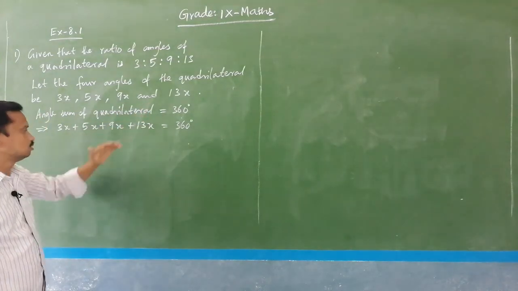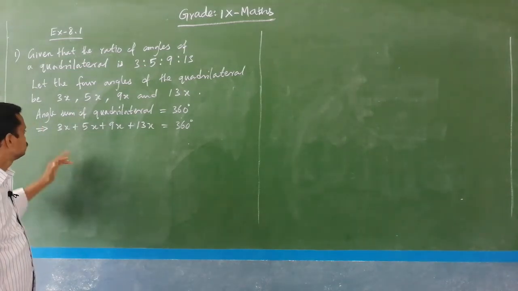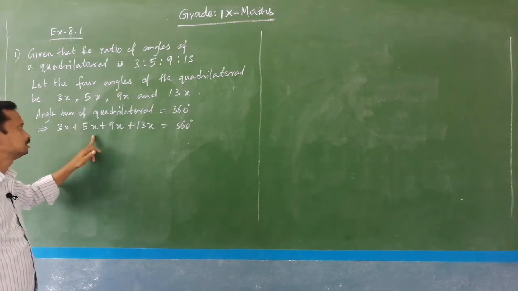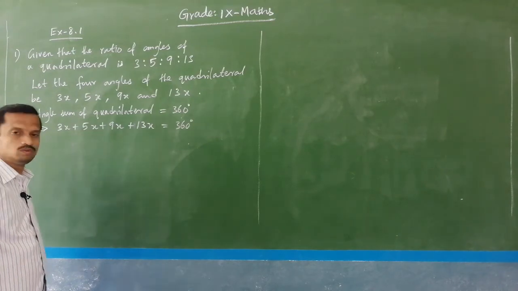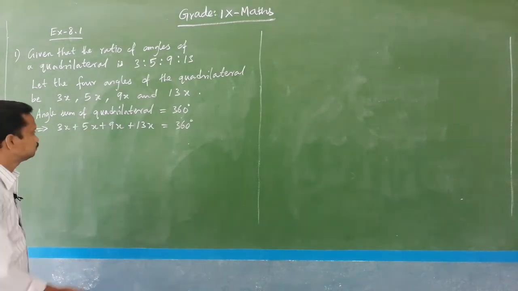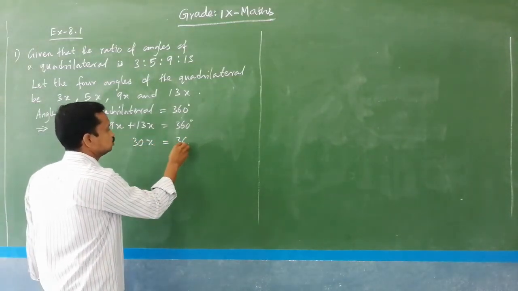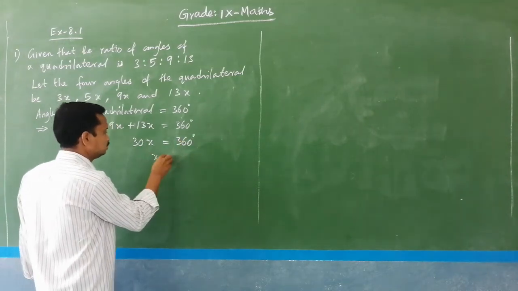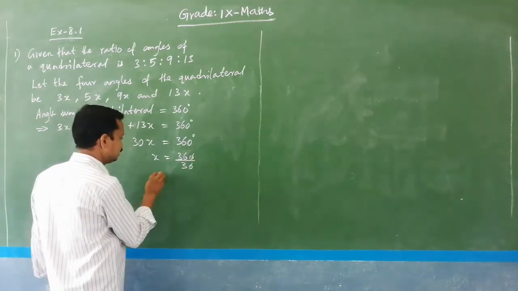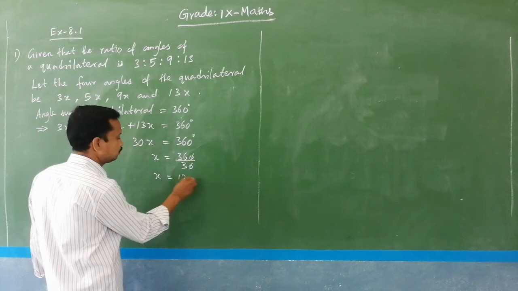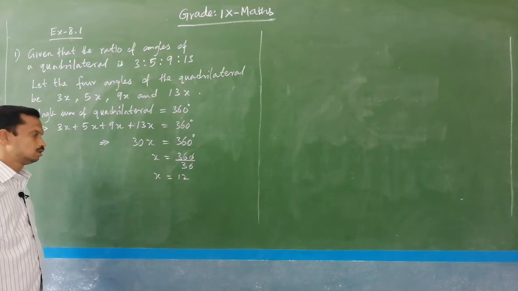So, now you add all these, that is the angle sum. All the 4 angles, when we add, you get 360. So, 3x plus 5x is 8x, 8 plus 9 is 17, and then plus 13 you get 30x. So, 30x is equal to 360 degrees. So, x equals 360 by 30, you cancel and you get x equal to 12. The common ratio of all the angles is 12.